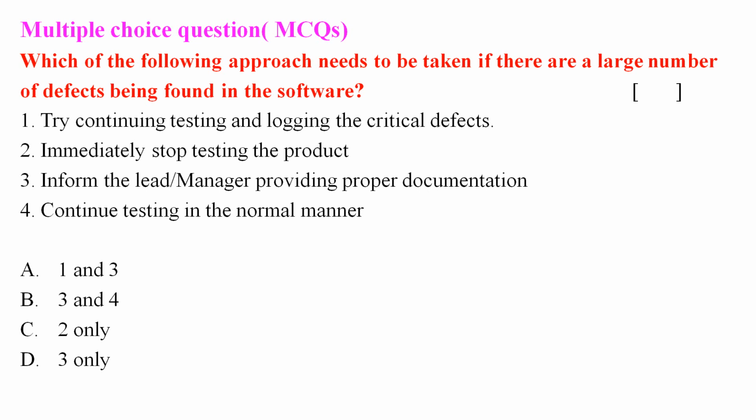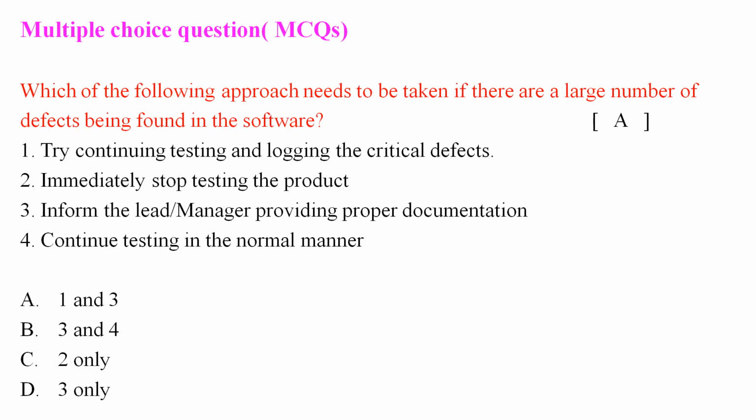Now see, which of the following approaches needs to be taken if a larger number of defects are being found in the software? One, try continuing testing and logging the critical defects. Two, immediately stop testing the product. Three, inform the lead or manager providing proper documentation. Four, continue testing in the normal manner. These are the options. You have to choose the best option. Now, which is the best option?